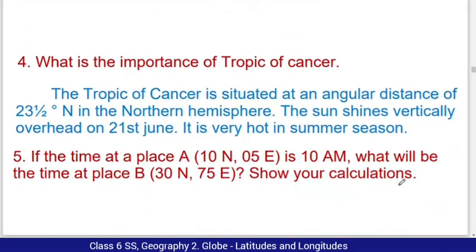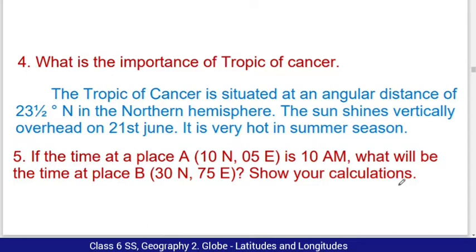Fourth question, what is the importance of Tropic of Cancer? The Tropic of Cancer is situated at an angular distance of 23.5 degree north in the northern hemisphere. The sun shines vertically overhead on 21st June. It is very hot in summer season.